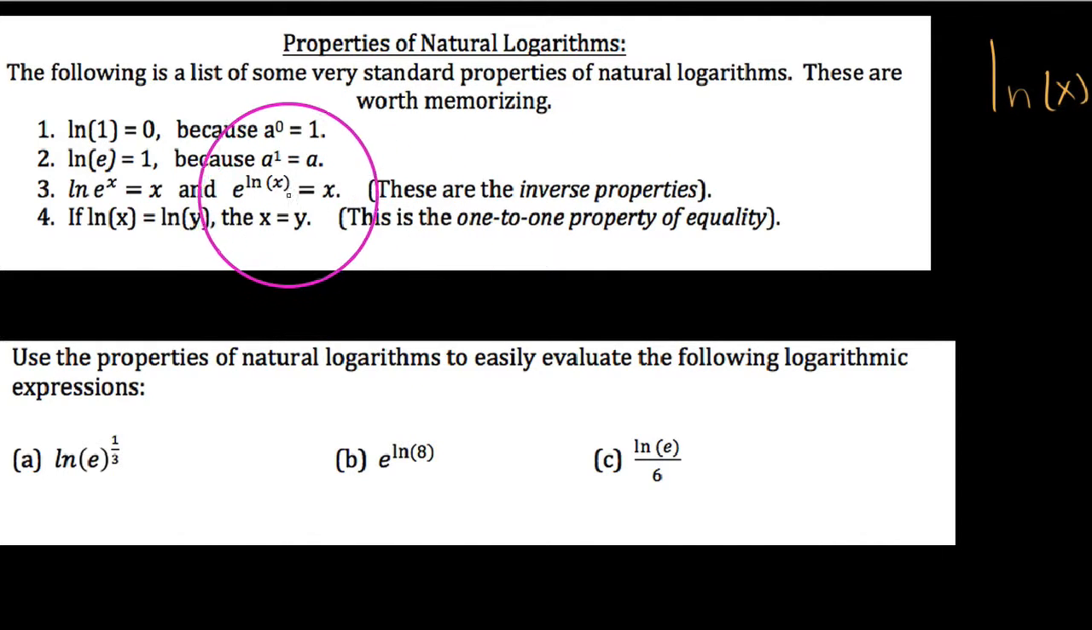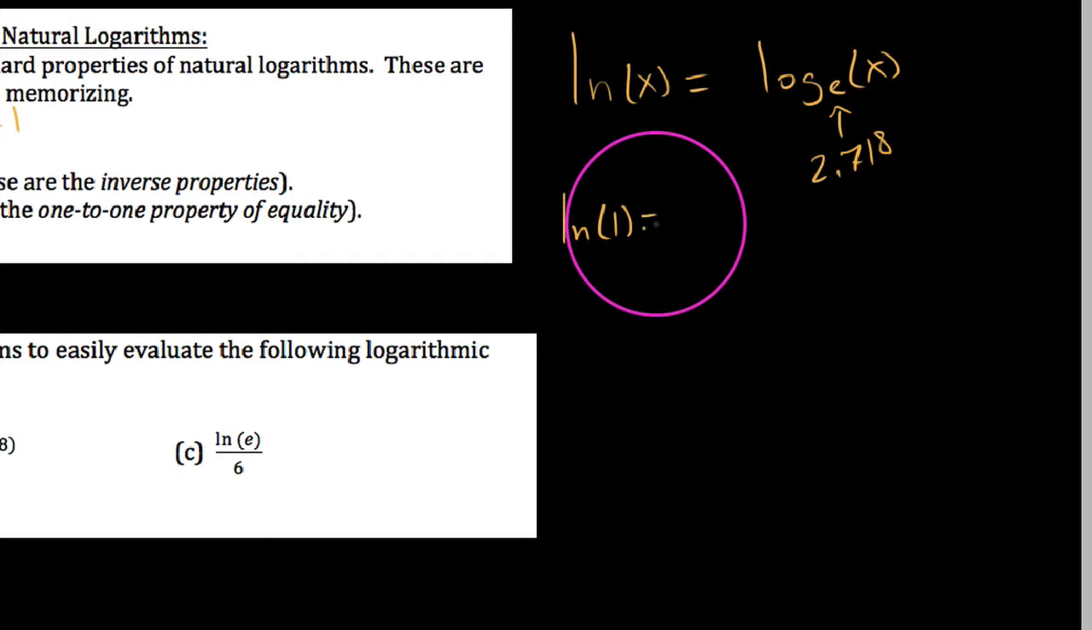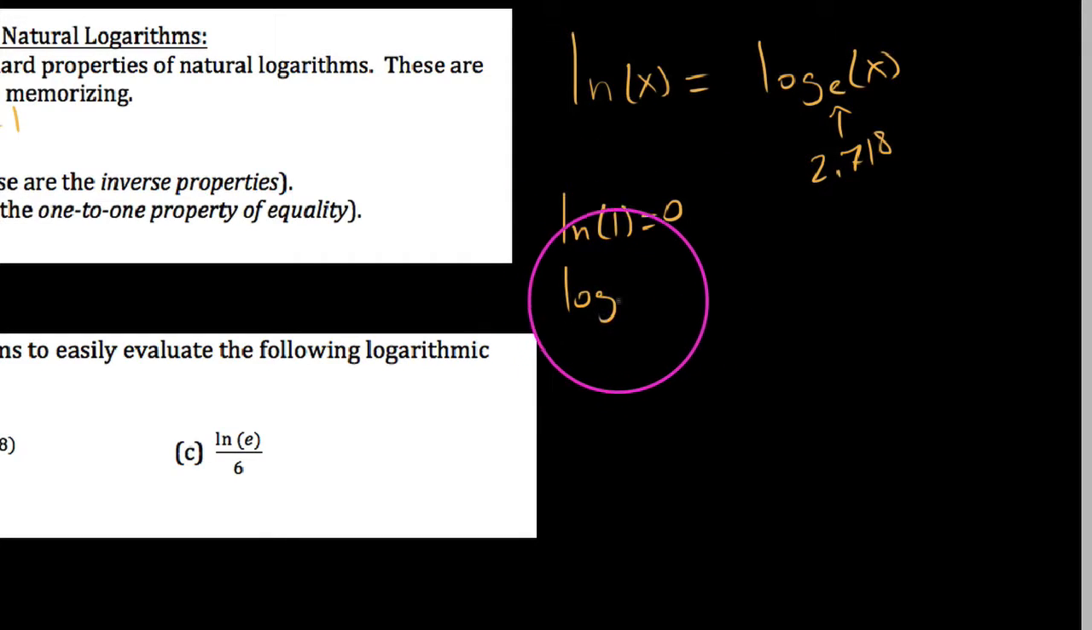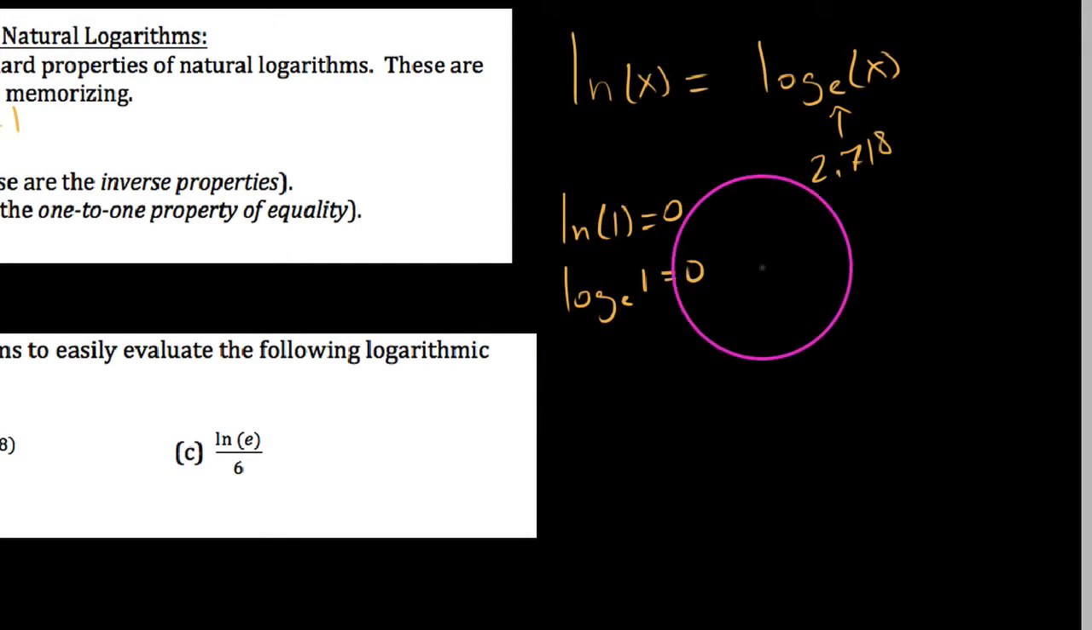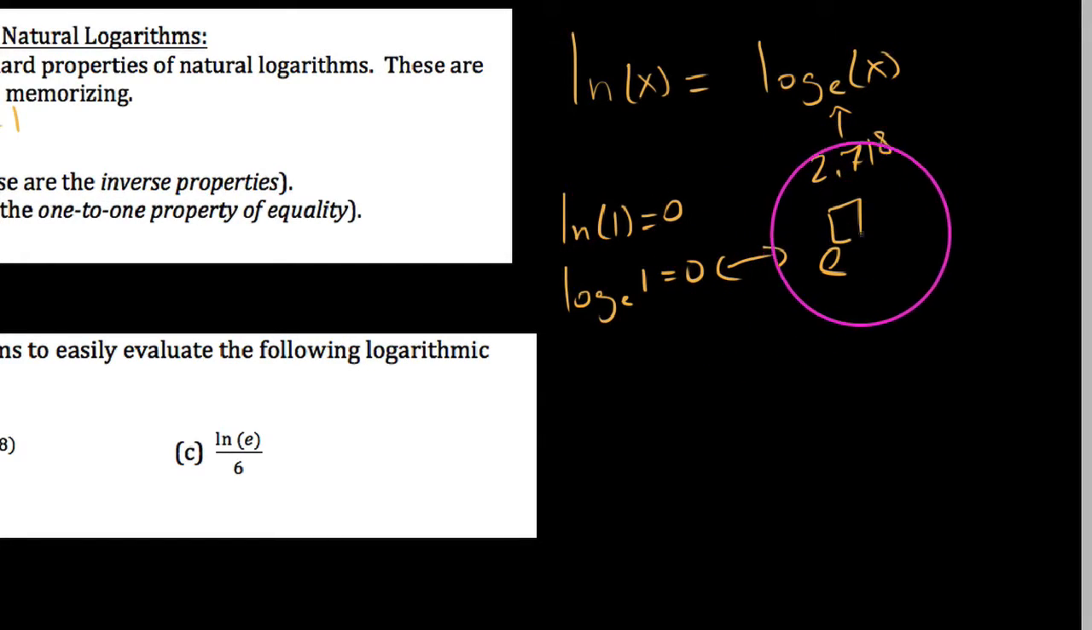The following is a list of some very standard properties of the natural logs, and these are worth memorizing. Of course the log of 1 is always 0, but the natural log of 1 is also 0. The reason is because e to the 0 equals 1. That's a typo on the board, it should be e. If ln of 1 equals 0, I'm saying log base e of 1 equals 0. Rewrite this in exponential notation: our base e to what power turns into 1? Well, e to the 0, since anything to the 0 power besides 0 itself turns into 1.